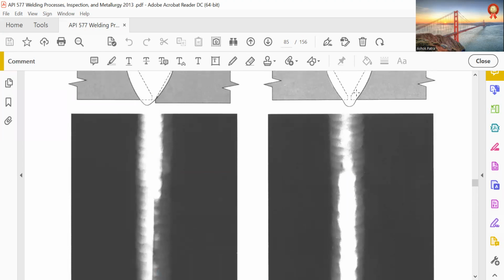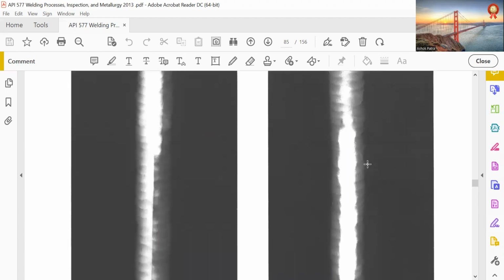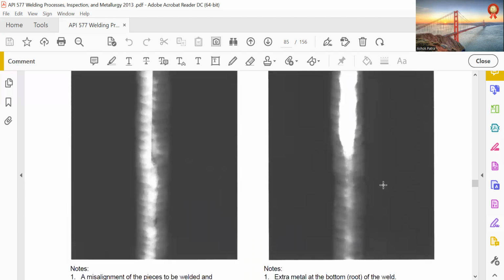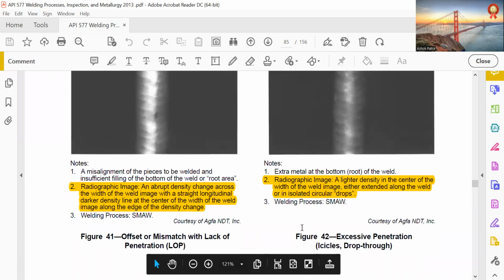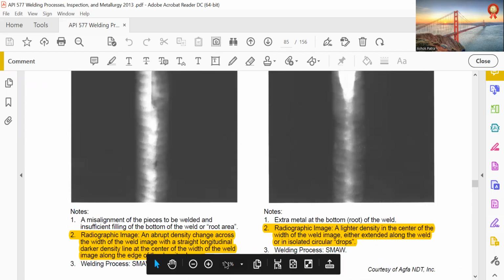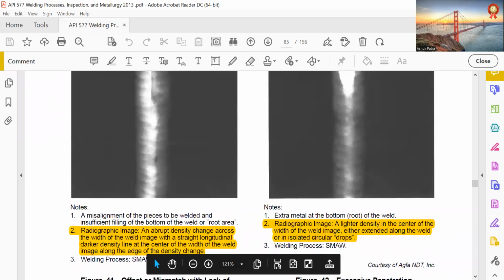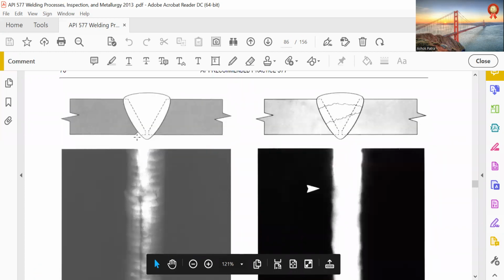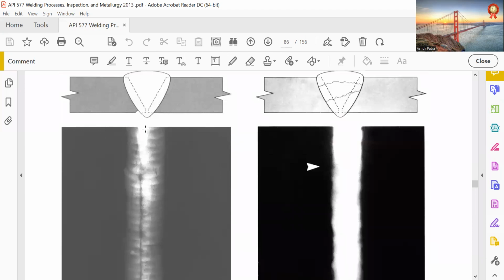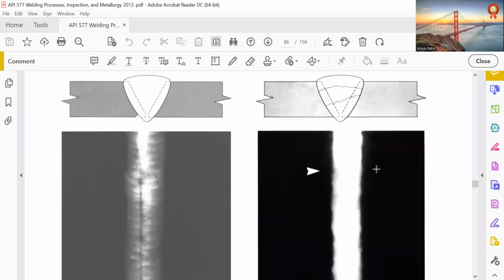And this is high penetration, excess penetration, excessive penetration, unlike mismatch with the lack of penetration. This is LF, lack of fusion, not penetration, one side fusion. So this is UC, undercut on one side, and that is a transverse crack.